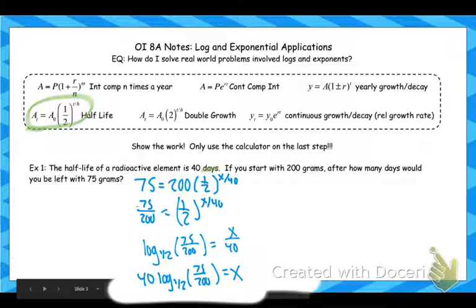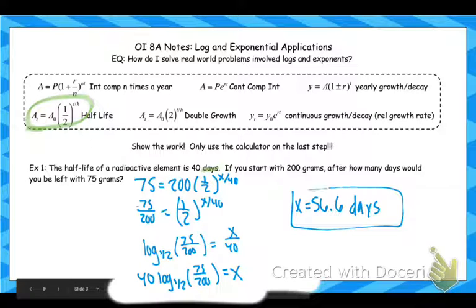At that point, you can go ahead and plug it into a calculator, and I need to pull mine up. And that's going to give me a value of 56.6. And remember, since the half-life was in terms of days, this is in terms of days as well. All right, so let's go ahead and look at another one.